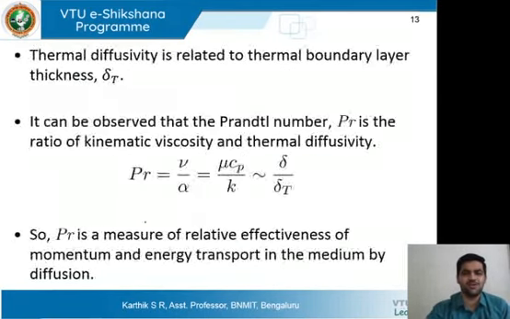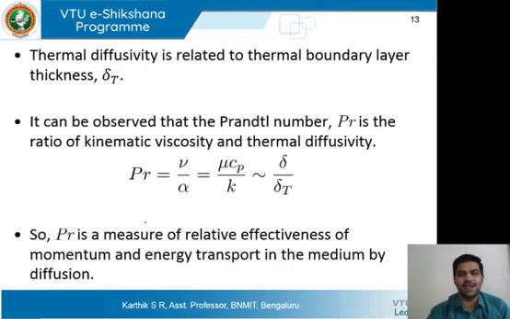Now a ratio of these two is actually your Prandtl number. Also, it can be observed that the thermal diffusivity is related to the thickness of thermal boundary layer. So you will have a velocity boundary layer and also a thermal boundary layer. Thermal diffusivity is related to thermal boundary layer thickness, and kinematic viscosity is related to velocity boundary layer thickness. So now Prandtl number is the ratio of these two parameters.